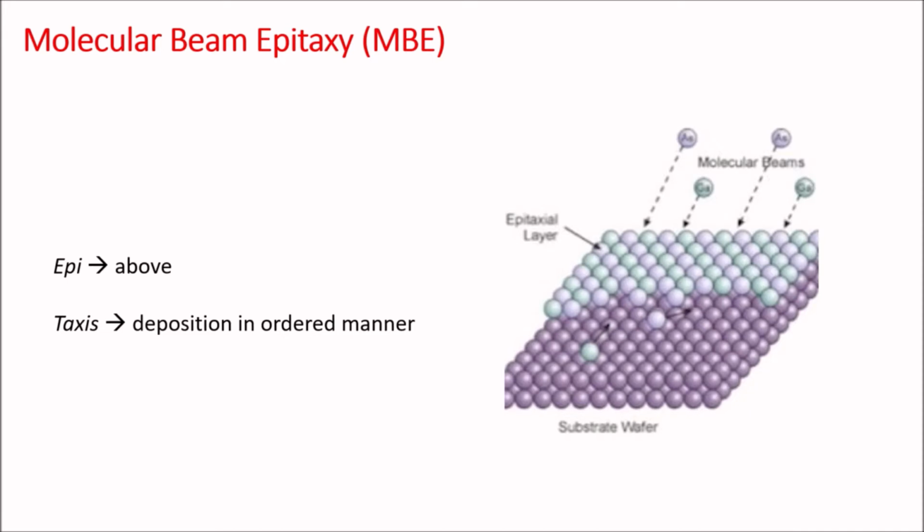The first technique that we are going to discuss is molecular beam epitaxy, or popularly called MBE. The word epitaxy comes from the Greek words epi, meaning above, and taxis, meaning deposition in an ordered manner. So epitaxy is a method of depositing a monocrystalline film on a monocrystalline substrate. The deposited film is called the epitaxial film or the epitaxial layer.